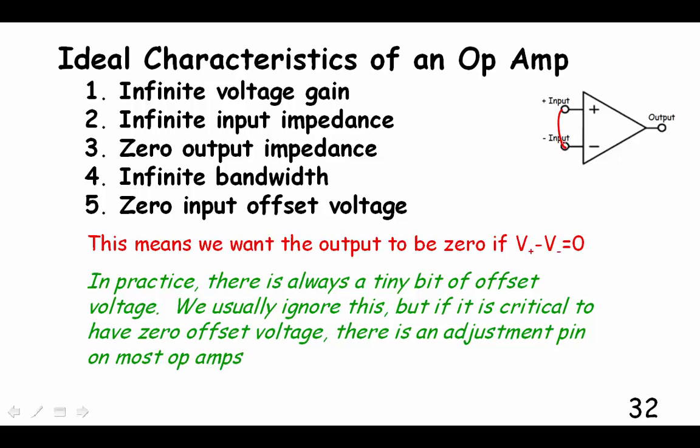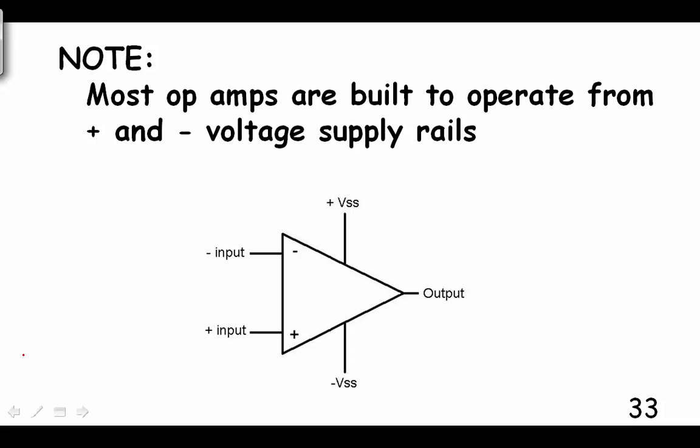That means that if we have no difference between these inputs, we should have an output of 0. Even if we have a gain of 100,000, if we have 0 difference, we should still have 0 output. But in practice, there always is a little bit of output voltage, and that's why most op-amps come with an adjustment pin where you can dial that out if you need to.